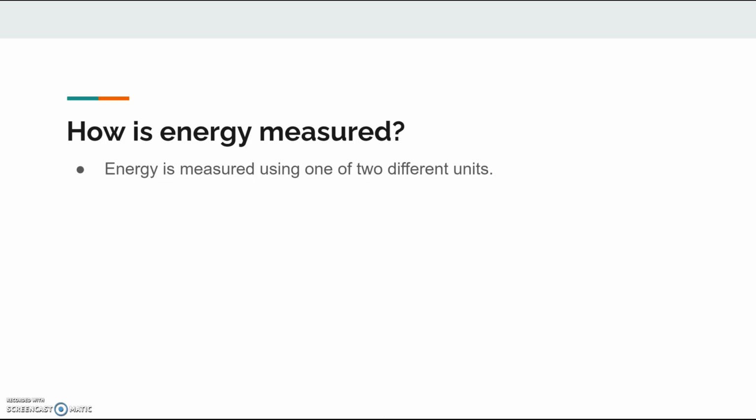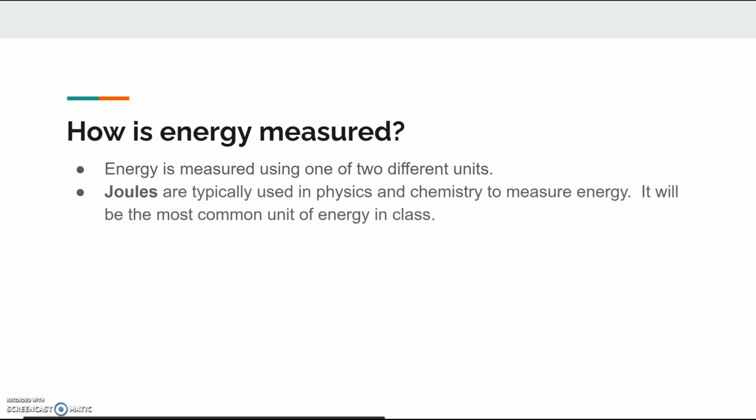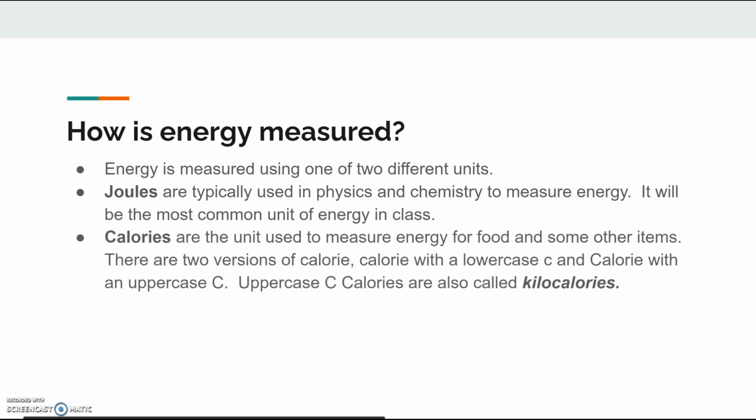Energy is measured using one of two different units. The first unit is joules. This is typically used in physics or chemistry to measure energy. This will be the most common unit that we use in this class. Calories are the units to measure energy for food. We also use calories to measure other items. Now, when I say calories, there are two versions of the unit calorie: calorie with a lowercase c and Calorie with an uppercase C. We differentiate these two units by calling Calorie with an uppercase C by the word kilocalories.